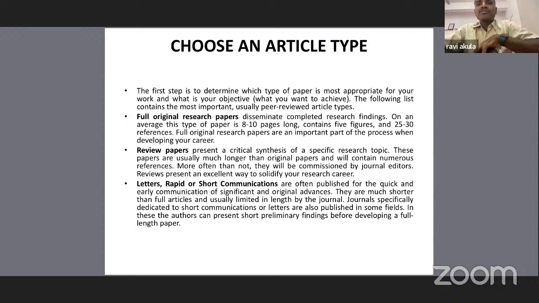And the third category of research articles we can find are letters, rapid or short communications. So these are often published for the quick and early communication of significant and original advances. They are much shorter than full articles and usually limited in length by the journal. Journals specifically dedicated to short communications or letters are also published in some fields. In these, authors can present short preliminary findings before developing a full-length paper. So this is a kind of paper where the area of research is new.